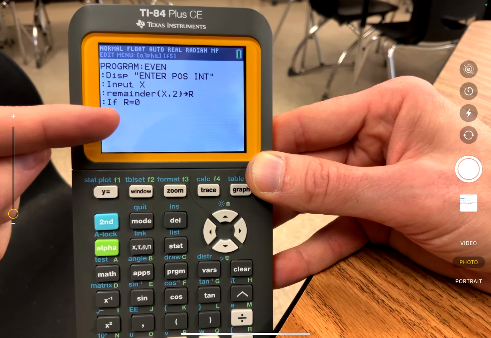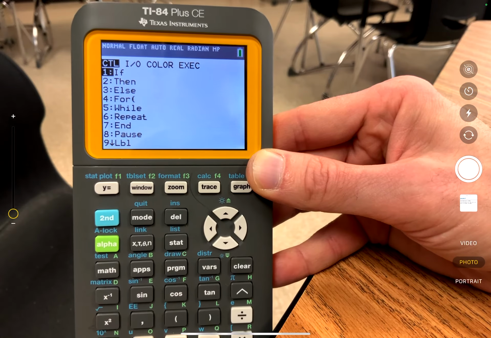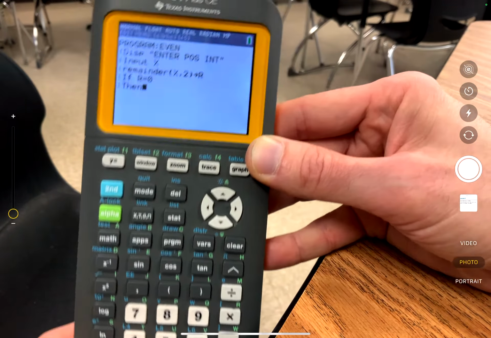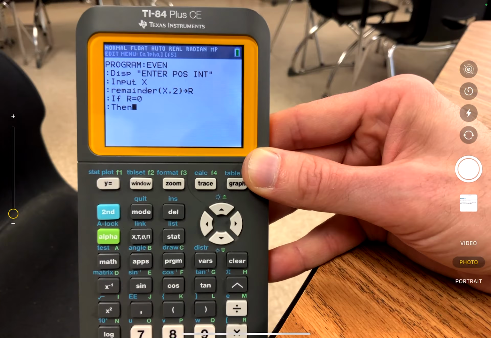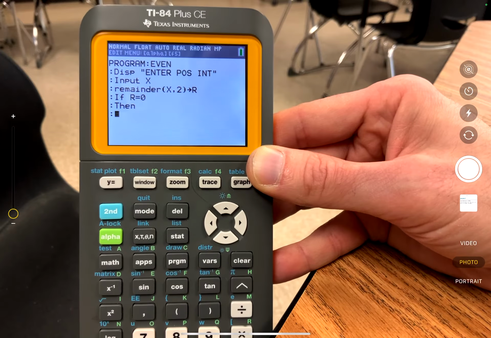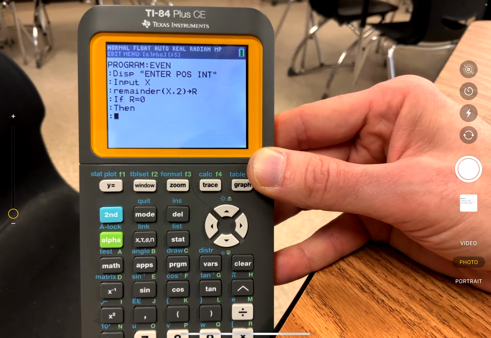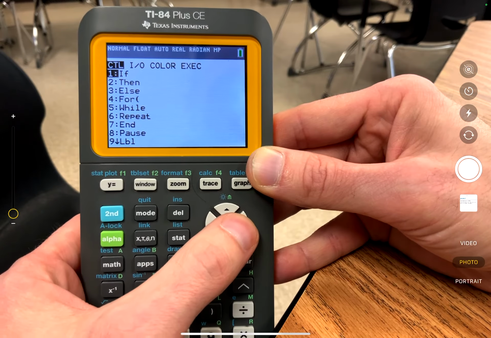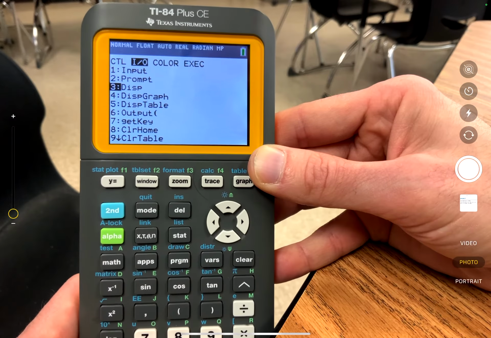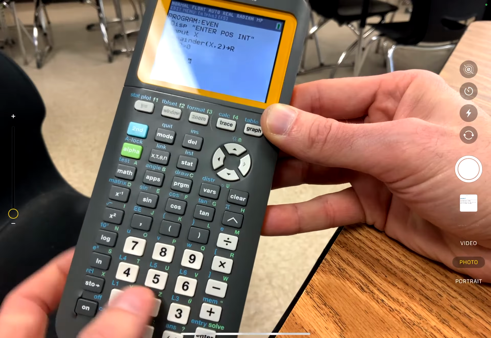And the word then always follows if, which is back under the control menu, number 2. Notice where the cursor is. It's right after the word then. There's no space, indicating you're just supposed to hit return. It gets its own line. And then we're going to say, hey, that remainder is 0. That means it's an even number. So just display even. Program, IO, disp, and then in quotation marks, even.